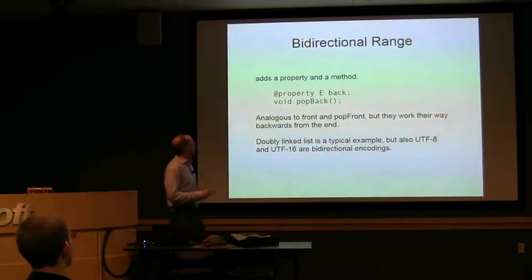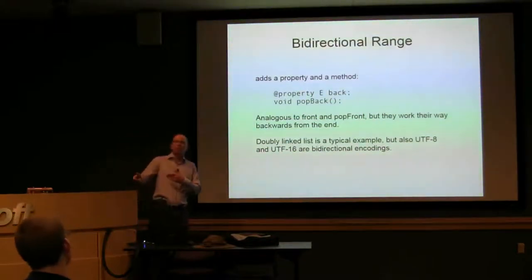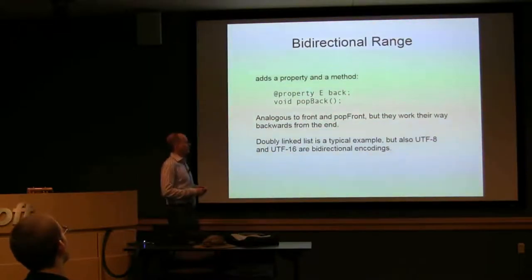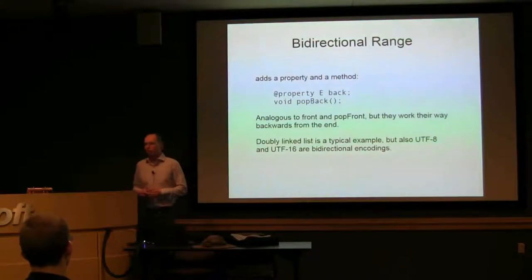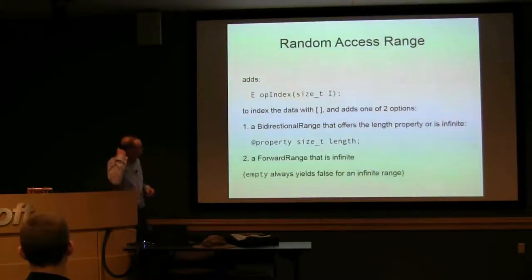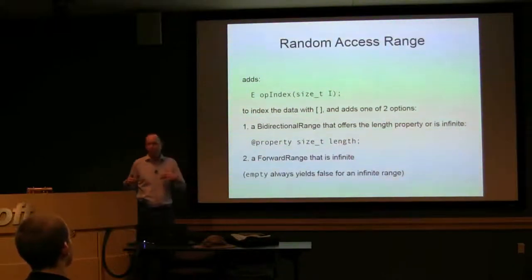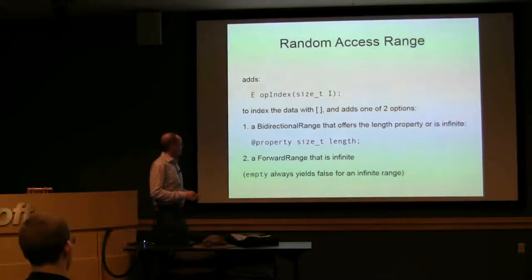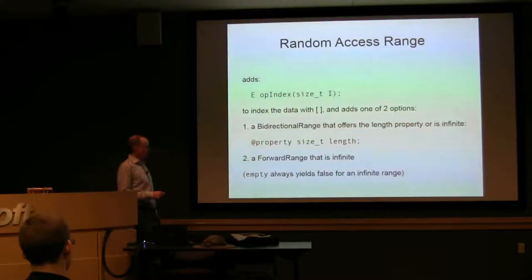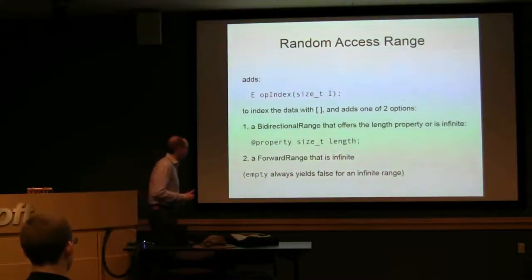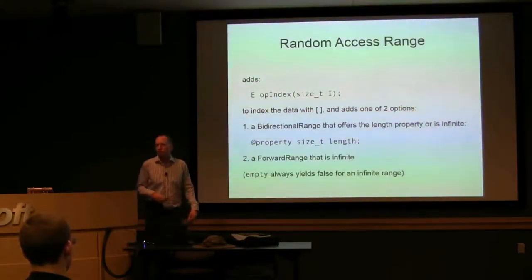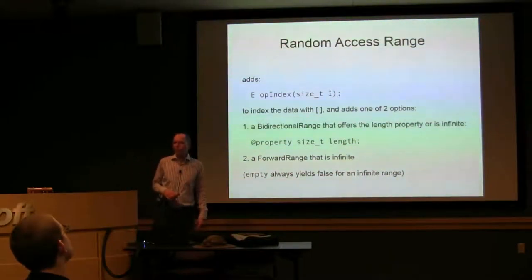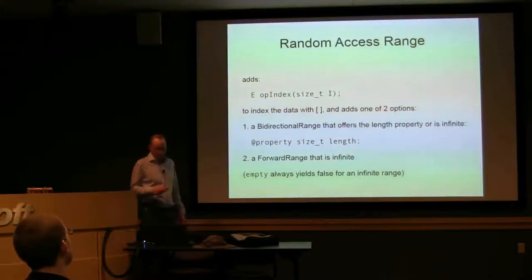Bidirectional range is, well, it's pretty obvious. It adds two properties, a back and a pop back, so you can go not only forwards, but you can go backwards through it. So a doubly linked list is the obvious example. The other not quite so obvious example are the Unicode encodings. You can go backwards in them as well as forward. Then there's, of course, the random access range. The canonical example is an array, and all you're adding there is an index, so I can pull out the nth item out of it, and it will have a property that either has the length property or it's an infinite range. An infinite range would be like a random number generator or something. It goes on forever. An infinite range is very simple. Its empty always yields false, and that can be detected at compile time. So at compile time, you can tell if something is an infinite range or not, which is kind of cool.